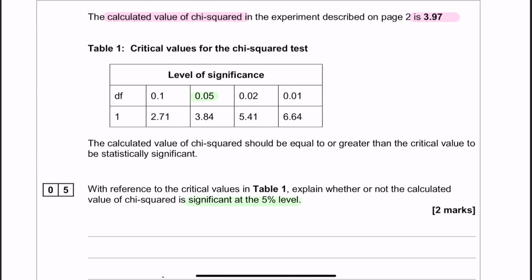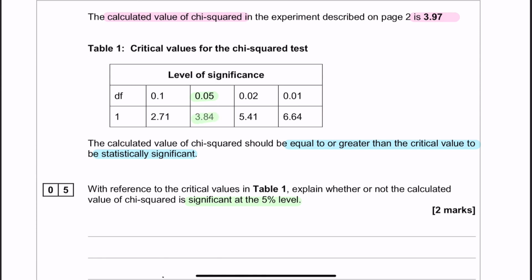And we're also told that the calculated value should be equal to or greater than the critical value in order to be statistically significant. Okay, now you're given that sentence in any question that's like this, so you don't have to memorize that. That's just something that is always there. Okay, so the calculated value has to be equal to or greater than the critical value in order to be statistically significant. So we just need to work out as well what our critical value is.